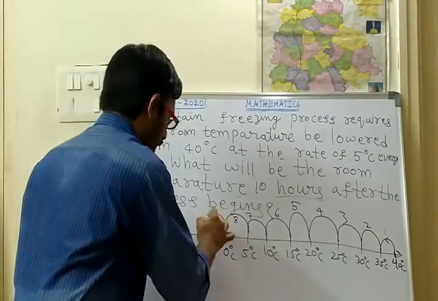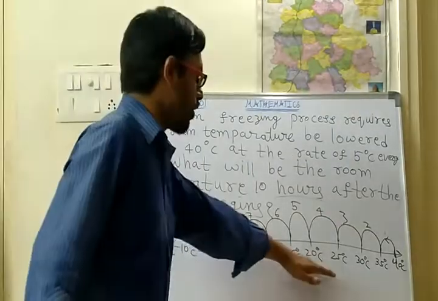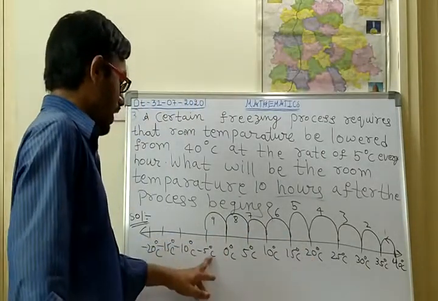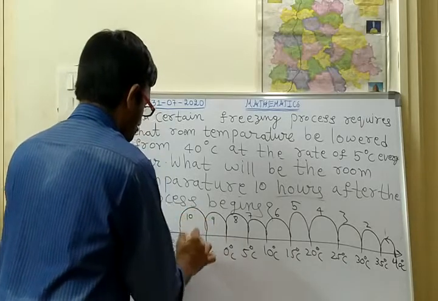After 9 hours, minus 5 degrees centigrade. So from positive to negative, negative has started. Next, after 10 hours, minus 10 degrees centigrade.